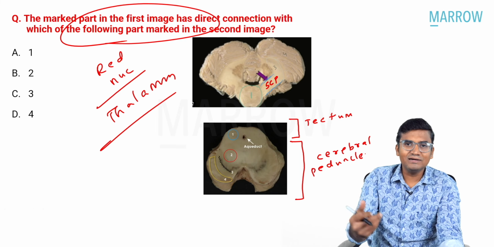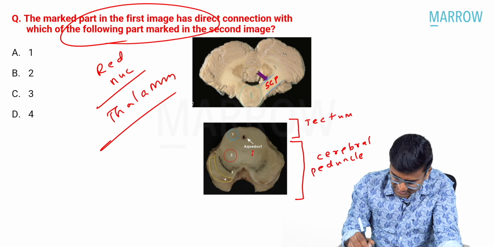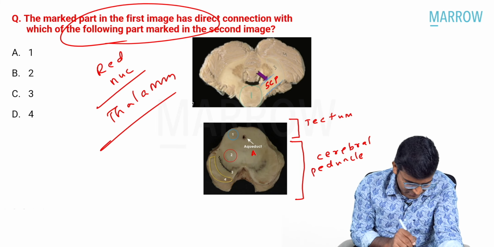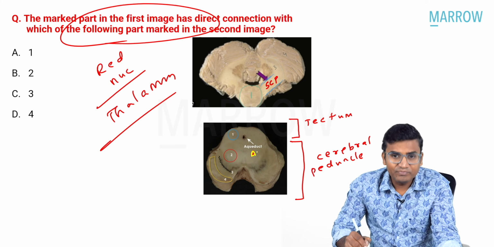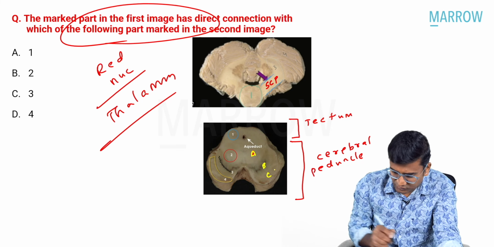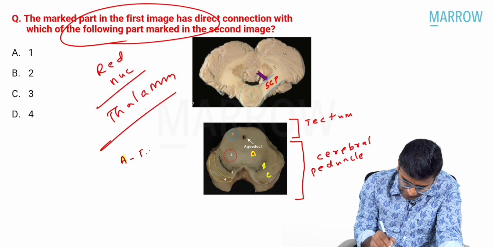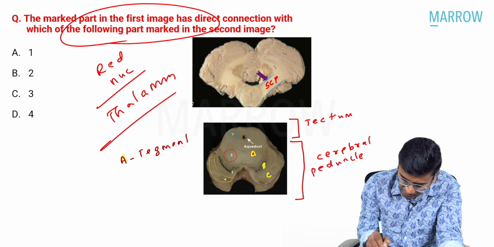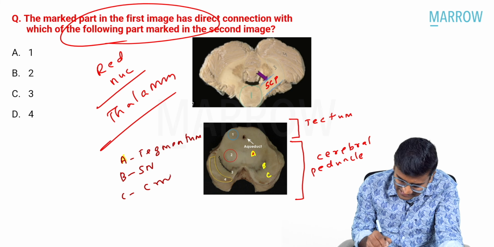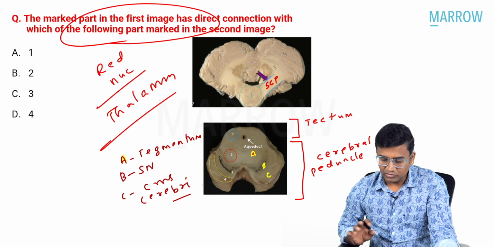Now cerebral peduncle is having three parts. This is A, this is B and this is C. What is A, B, C? A is called tegmentum, B is substantia nigra, C is crux cerebri. Okay.